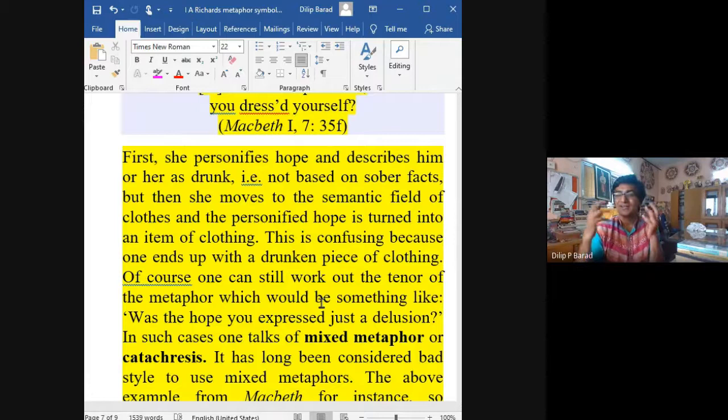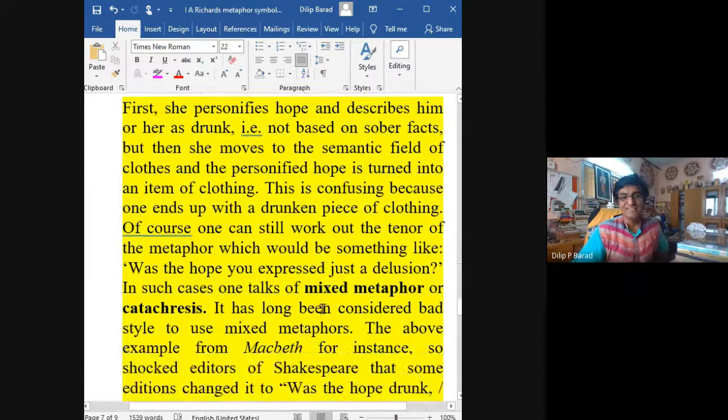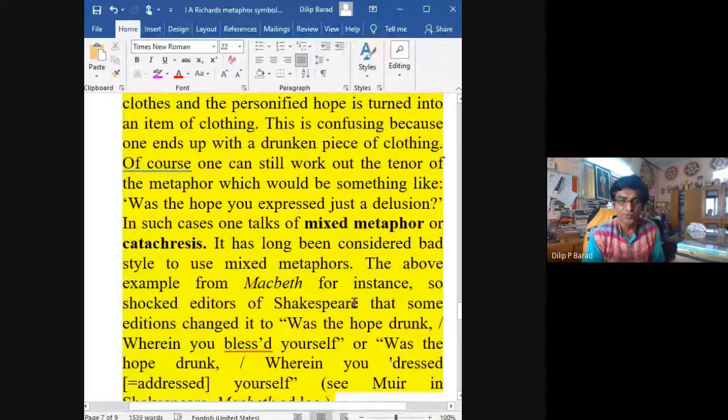A drunken piece of clothing. Of course, one can still work out the tenor of the metaphor, which would be something like, was the hope you expressed just a delusion?